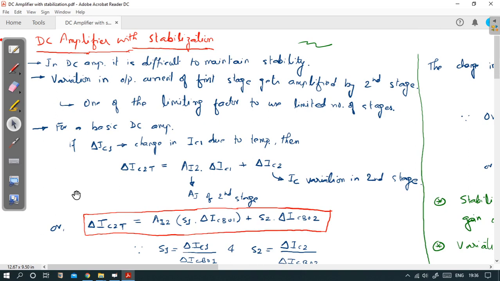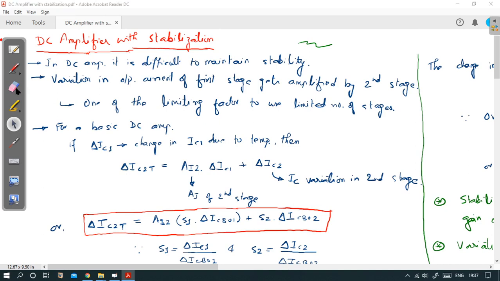Okay, before that we had seen various types of DC amplifiers, and we had seen the basic DC amplifier, that was a two-stage amplifier. Then special DC amplifiers. In this category we saw Darlington emitter follower and the cascade amplifier. Okay, now we will see the DC amplifier with stabilization.